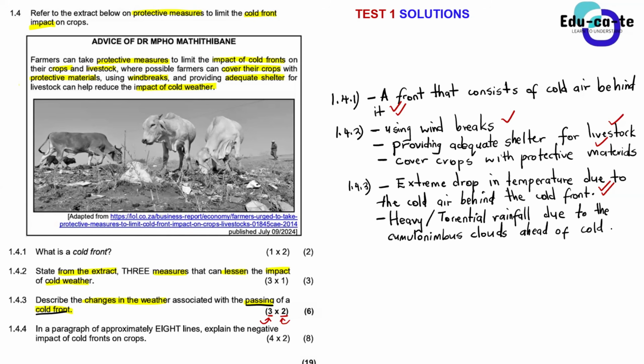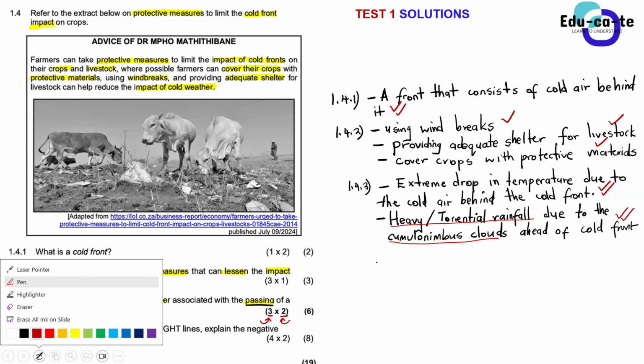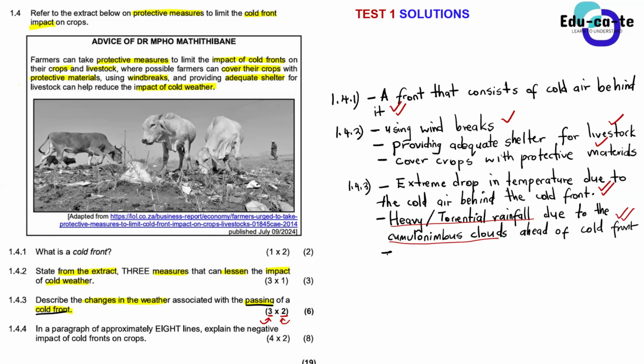So you guys gave a cause and an effect. You give what is causing. In this case it is the cumulonimbus clouds that is causing what? Causing heavy or torrential rainfall. This is the effect. So it's a cause then an effect, or a cause then a result from the cause. Okay guys, what else? Since the 1-3 here, what other weather conditions do we expect?